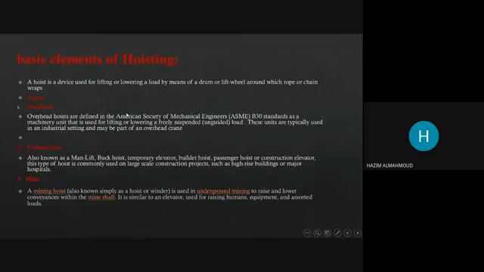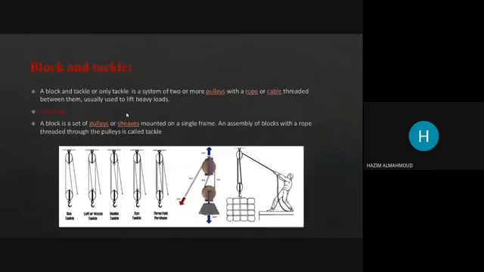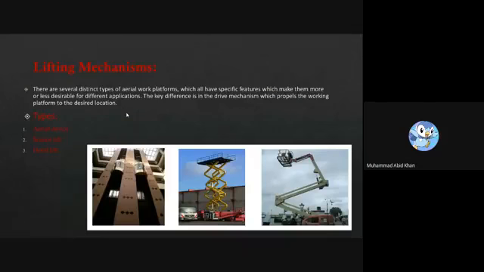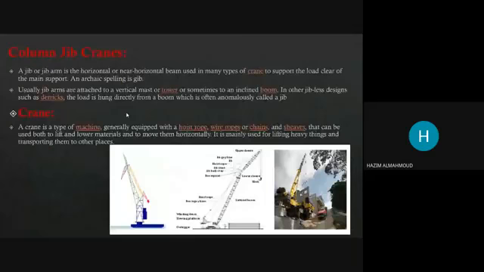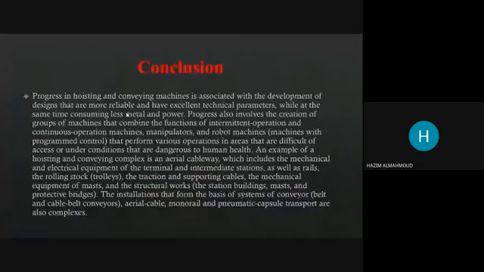The second is lifting mechanism. There are several types of aerial work platform, which all have. Okay, go to your next one, the conclusion part. Last slide. Okay, yes, present this.